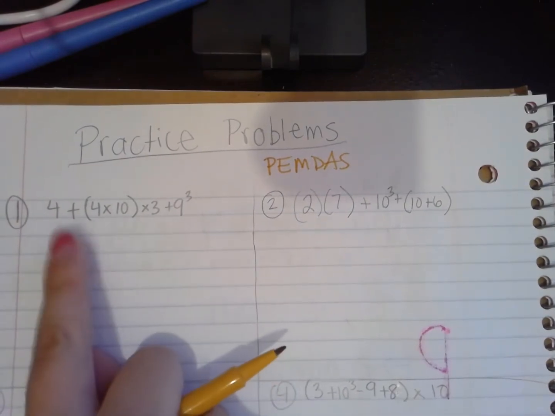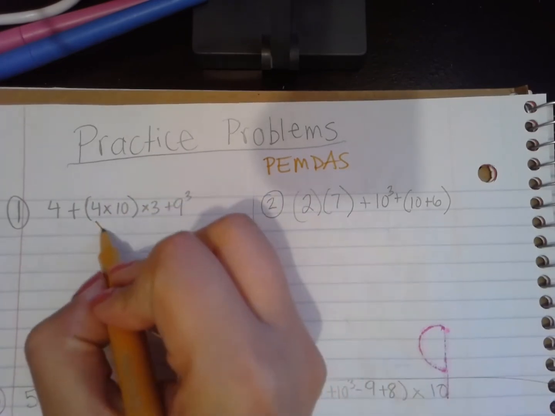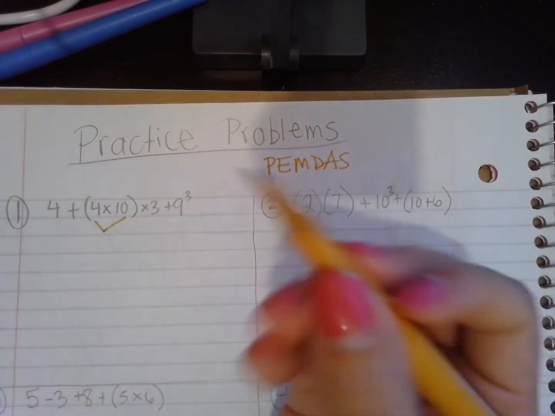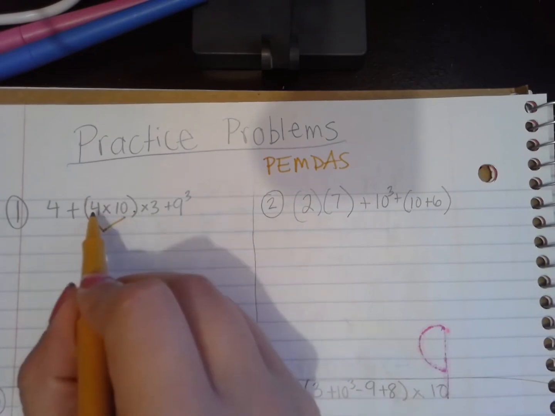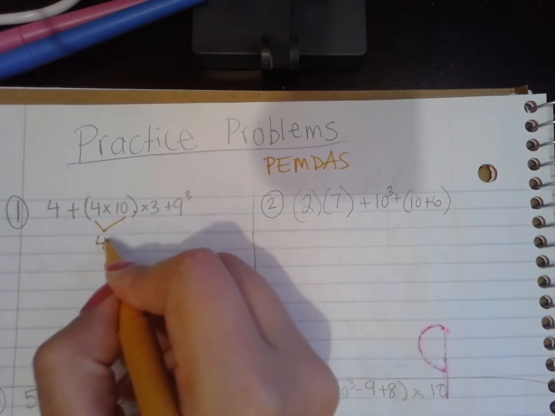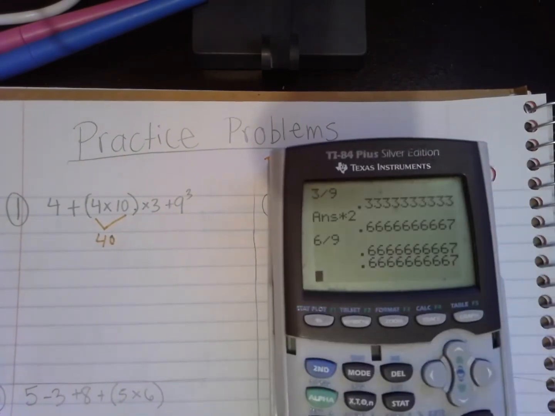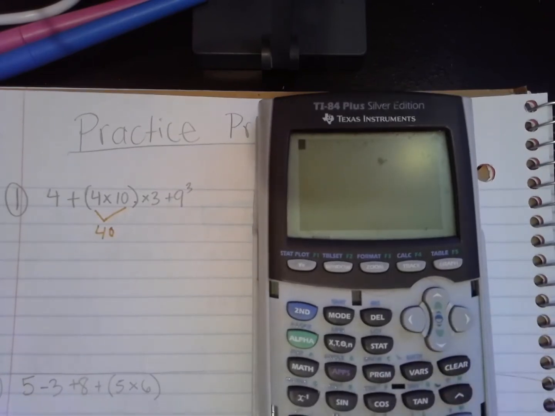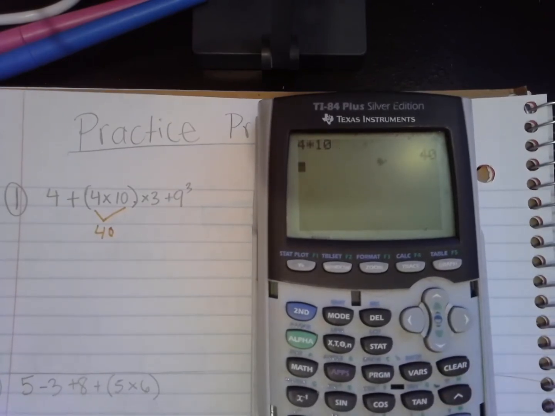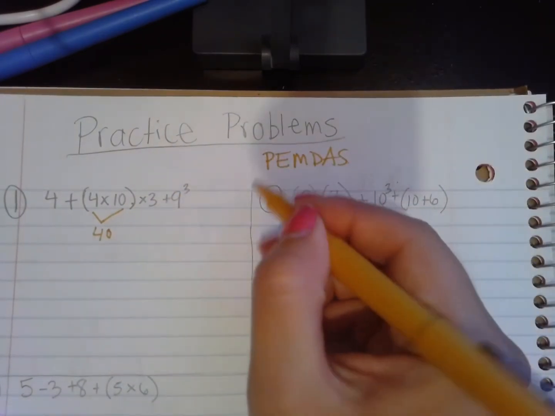So taking a look at question number 1. Do we have any parentheses? Yeah, we have parentheses right here. So what I'm going to do is I'm going to write this little arrow, and I'm just going to do the operation. It says 4 times 10. So 4 times 10 is 40. And if you don't know it off the top of your head, it's totally fine. You can always use a calculator. I have this TI-84 that I've been using since high school, so I just put 4 times 10, gives me 40. Cool.